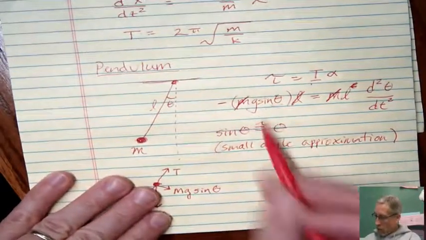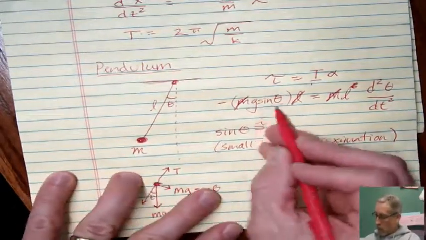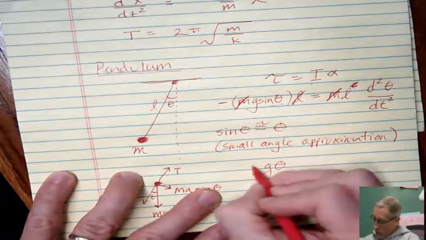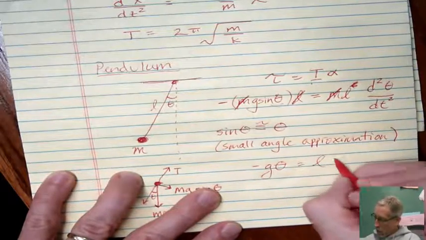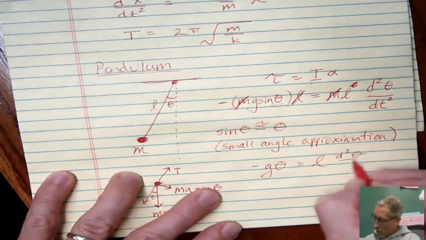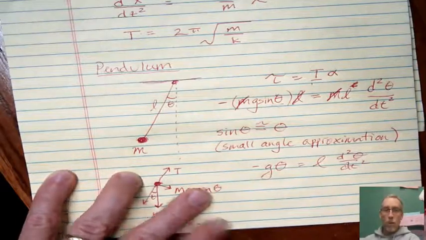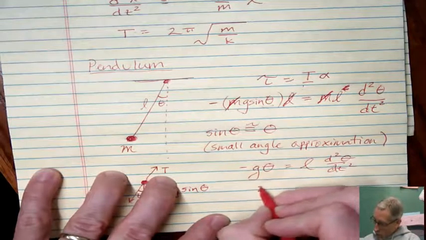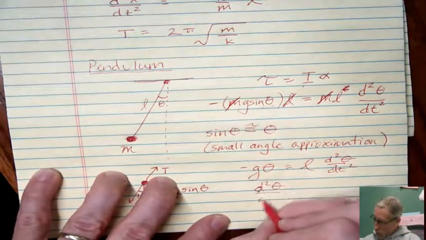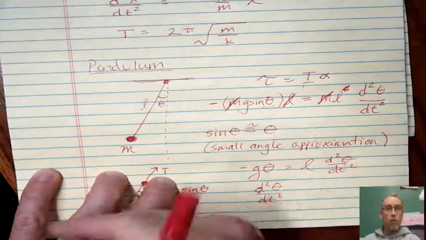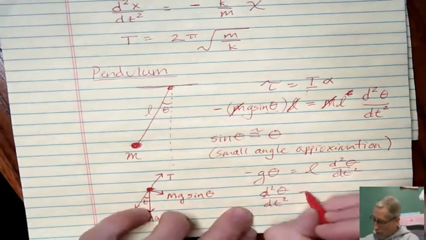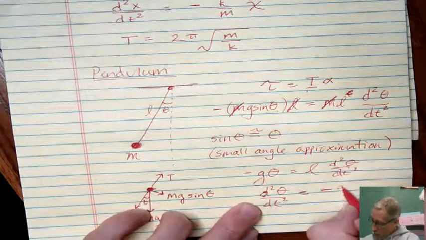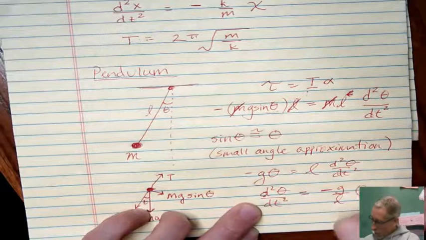So I'm just going to rewrite this. I've canceled out a couple of things here, but I'm going to put in theta in place of sine of theta. So we get g theta, the negative sign on the front, equals L, and then the second derivative of theta with respect to time. Or rewriting just a little bit, d2 theta dt squared. I'm putting the second derivative alone on the left side, just that's where I want it. I'm not really changing anything here. And then a negative g over L theta.